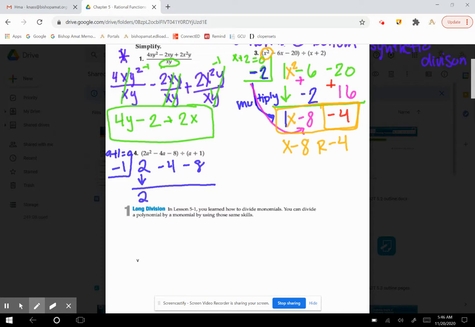drop the 2 down, and now you begin to multiply. So negative 1 times 2 is negative 2. And add down, that gets you negative 6. Then again, we're going to multiply. Negative 1 times negative 6 is 6. My remainder will be negative 2. So let's write our answer. We started with a squared. You knock it down 1 degree to get you a. So my answer is 2a minus 6, remainder negative 2.